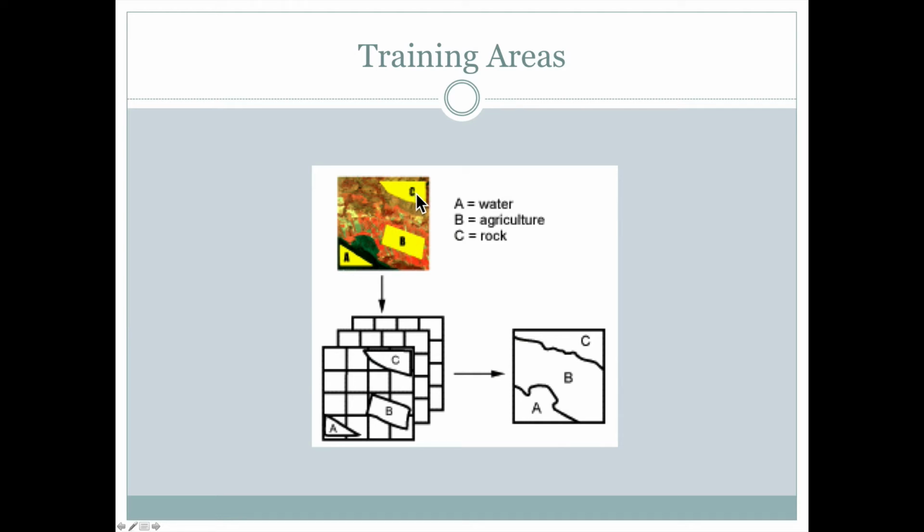And then once we've trained it in those areas and found out what the pixel values are, and of course we would use something here like ISODATA or another classification method, then we can make a map where we say, yes, everything in this area we know to be A, everything in this area we know to be B, and everything in this area we know to be C.